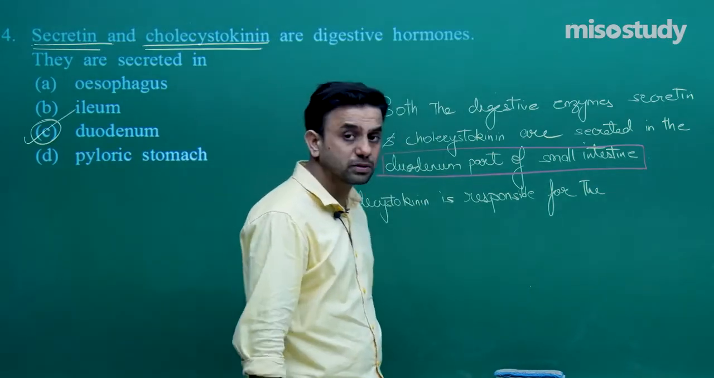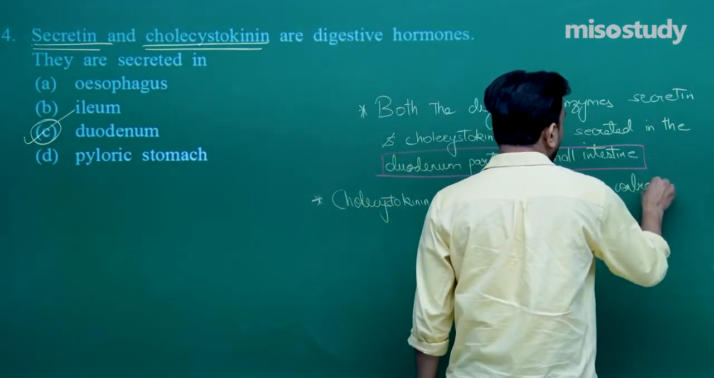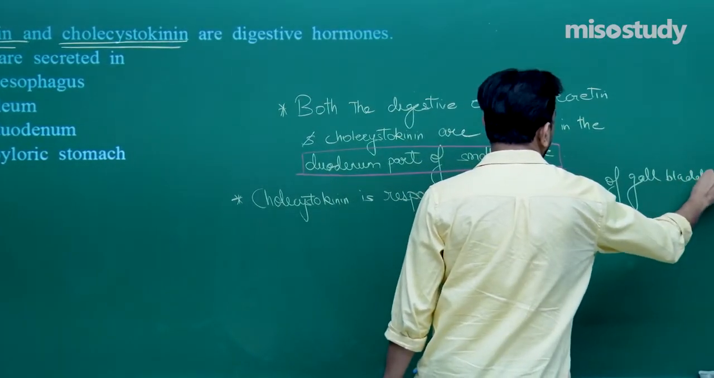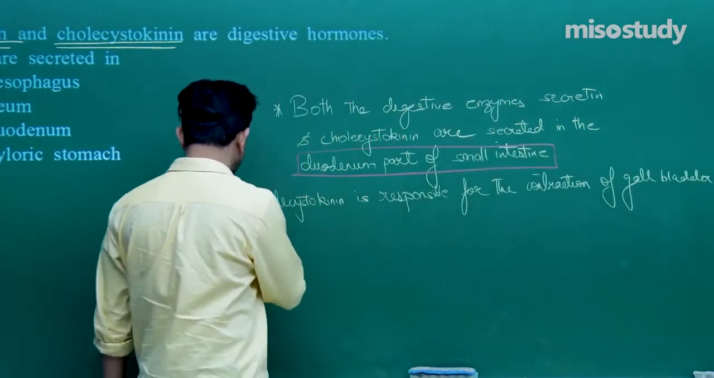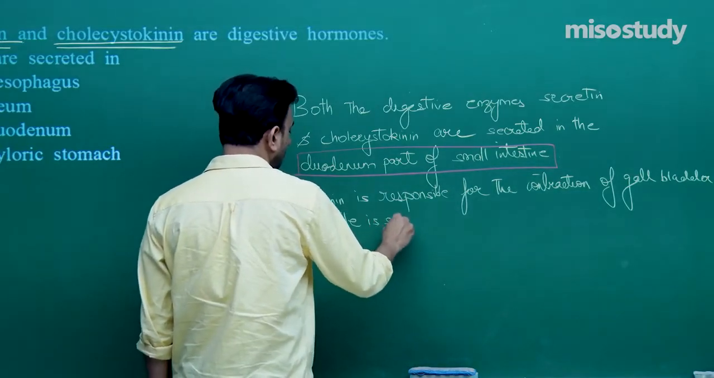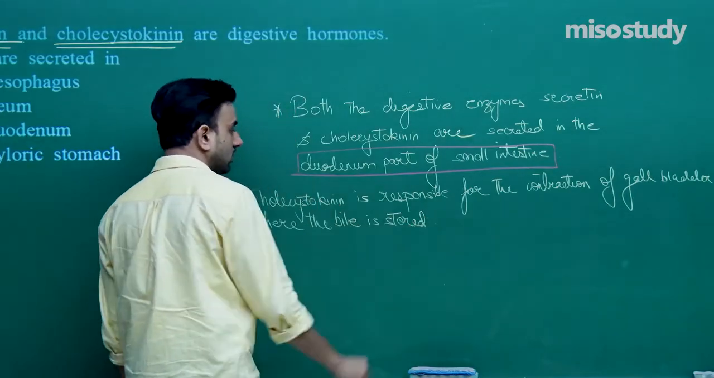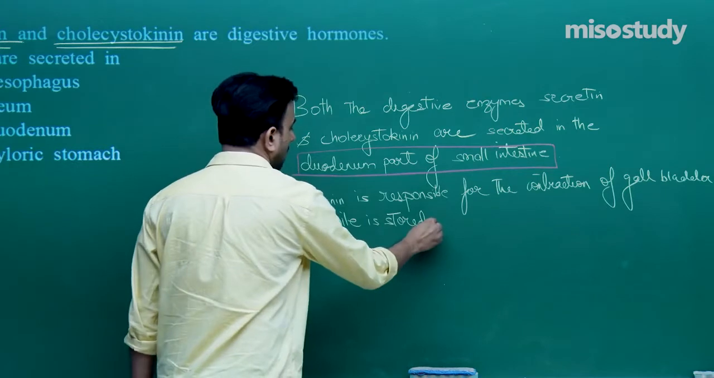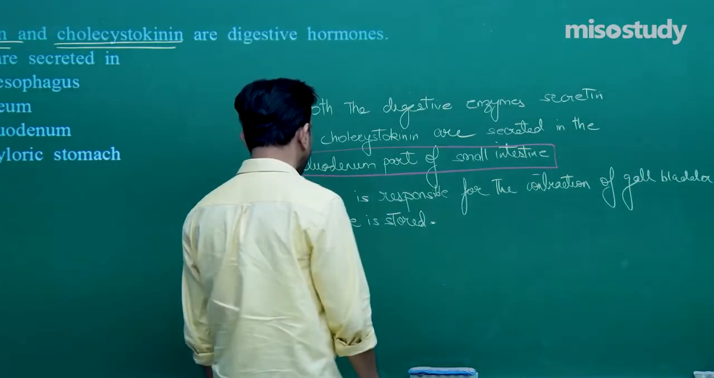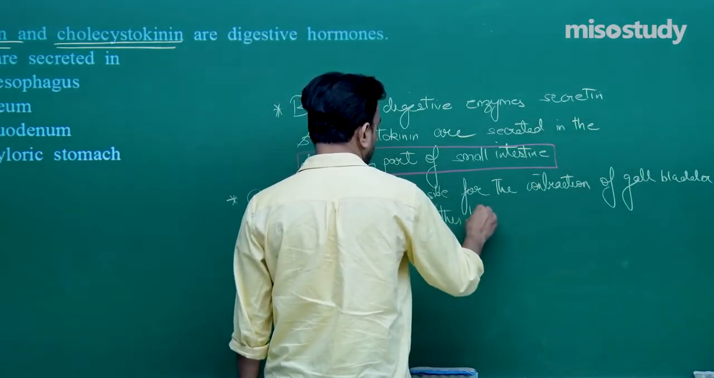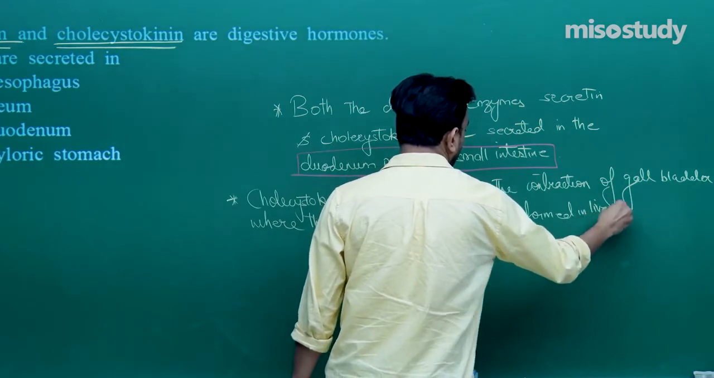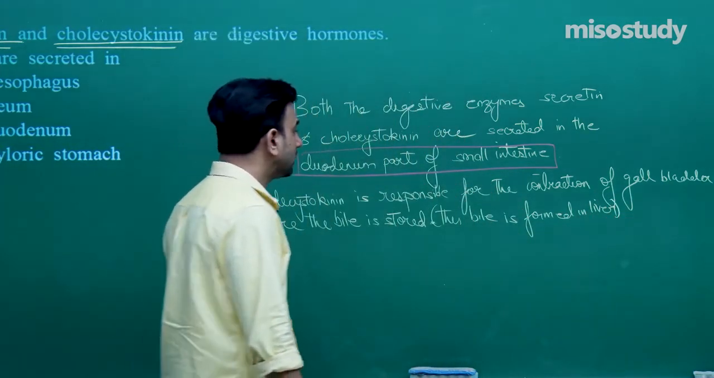So cholecystokinin is responsible for the contraction of the gallbladder, where the bile is stored. This bile is formed in the liver.